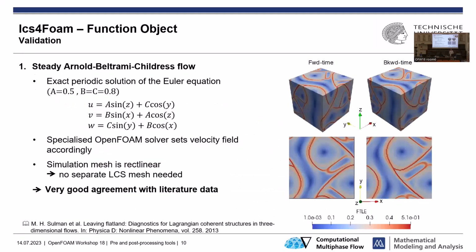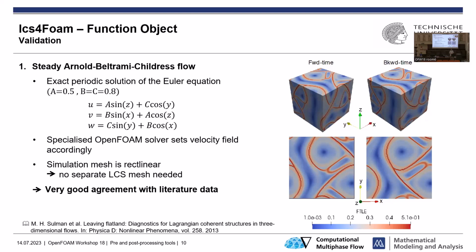So we validated our function object, and there are a few common evaluation or validation test cases that are used commonly for LCS computing programs or software. And the first one is the steady Arnold-Beltrami-Childress flow, or short ABC flow.